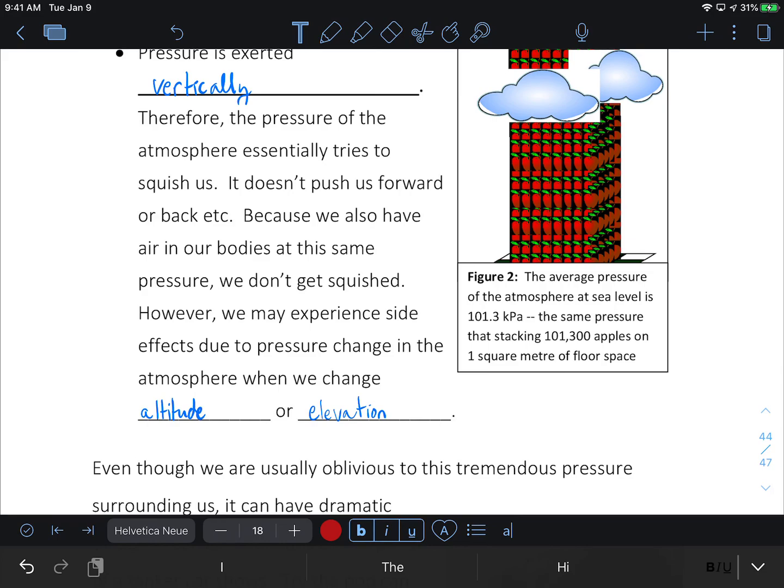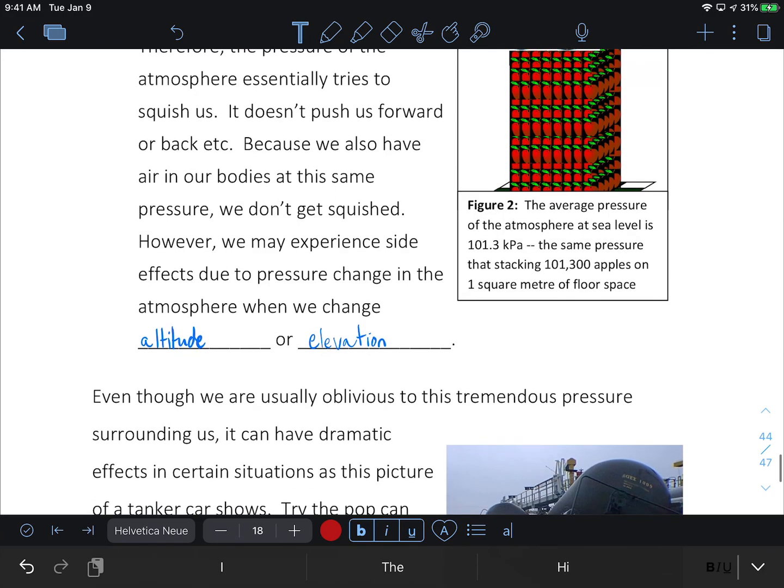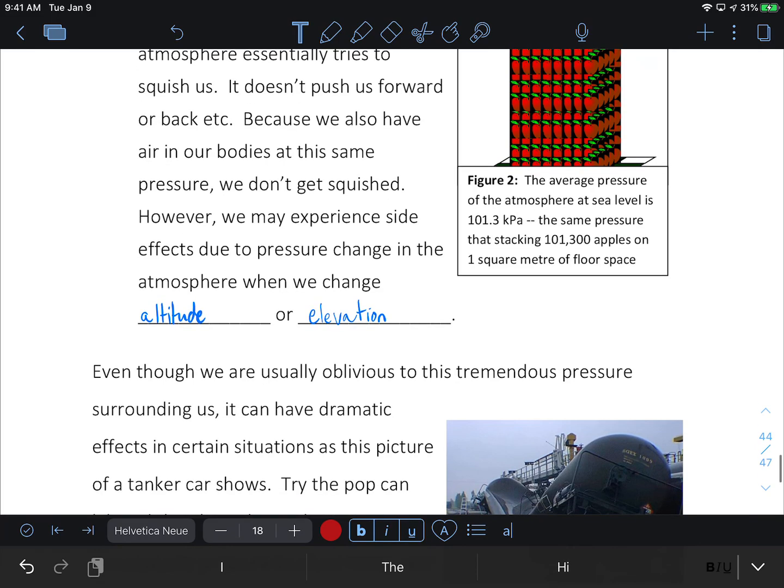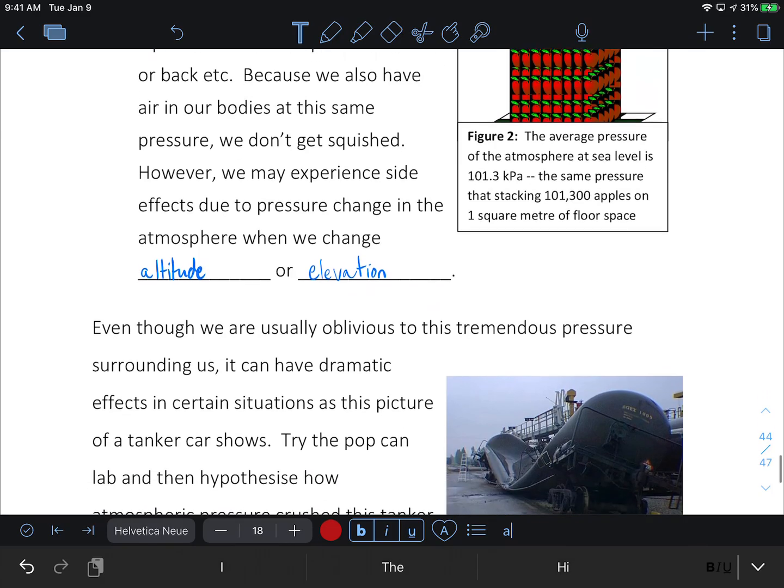However, we may experience side effects due to pressure changes when the pressure changes in the atmosphere, either due to altitude or to elevation. So moving around the globe, moving from the equator to the northern hemisphere or the southern hemisphere, you might notice some changes in how your body feels or the experience you're having. And also if you go vertically, for example, riding on an elevator. If you take an elevator up to the top floor very quickly, you might notice some change in your eardrums. Or an airplane, for example, is very common for people to have their ears pop during an airplane ride.